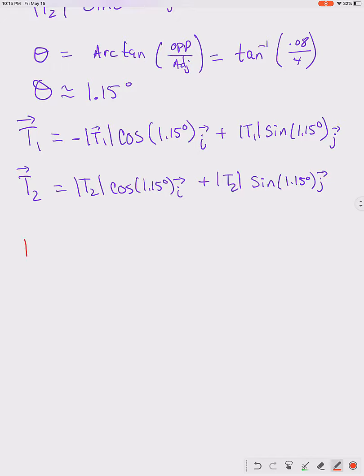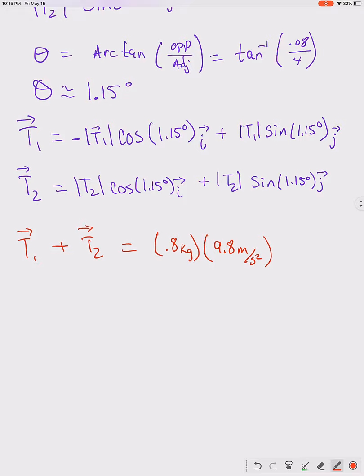I also know from the information that when I add the two vectors together, T1 plus T2, it's equal to 0.8 kilograms of a wet t-shirt times 9.8 meters per second squared of gravity.